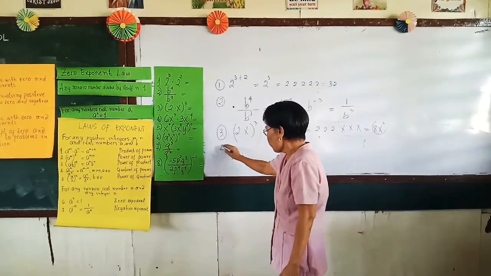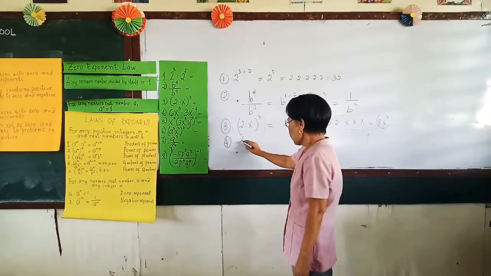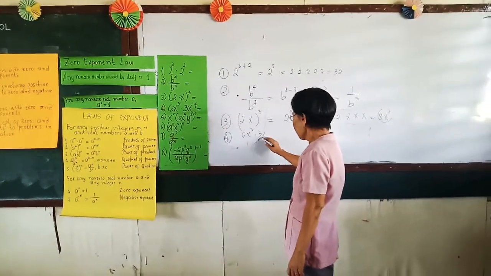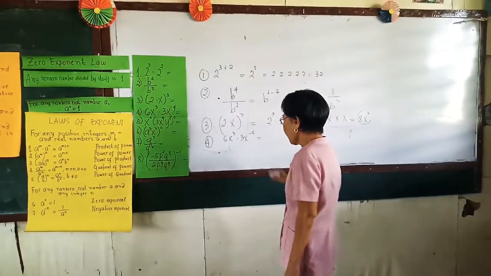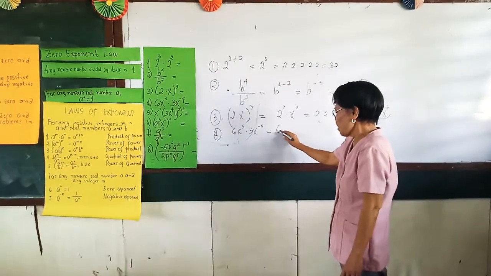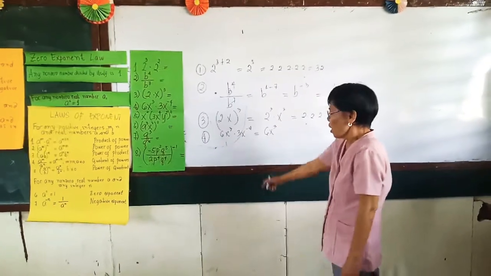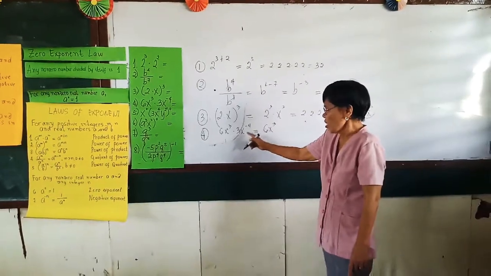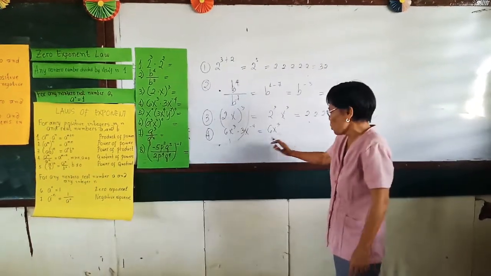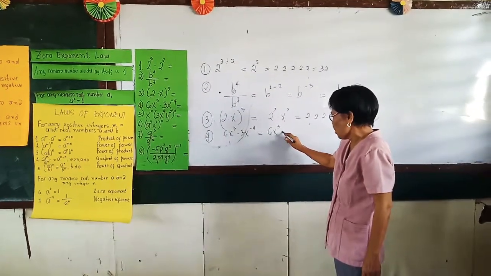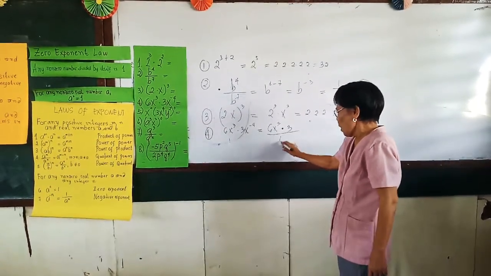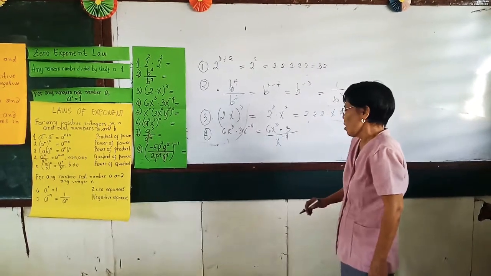Okay, let's proceed to number 4. So 6x cubed times 3x to the negative 4. Again, 6x cubed, since this is positive, stays as is. Your 3x to the negative 4, then take note, 3 is a positive exponent, so it will remain times 3. Then your x is negative 4, so over x to the 4.